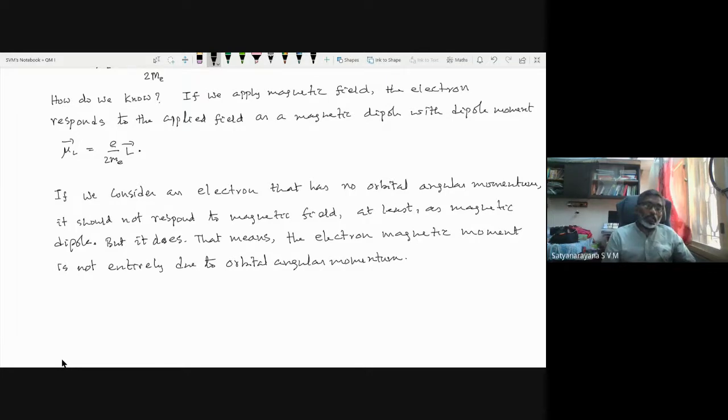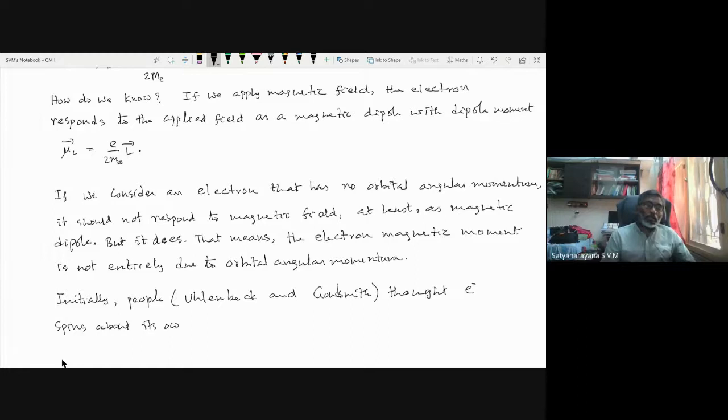Initially, people, predominantly Uhlenbeck and Goudsmit, thought that the electron spins about its own axis, in addition to orbiting around the nucleus.